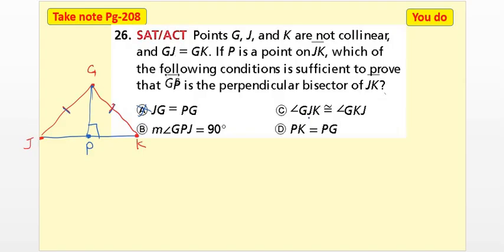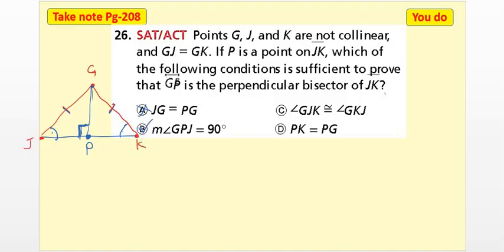Okay, then they are saying angle GJK is equal to angle GKJ. We don't have this information either, because they didn't mention it. Even if I have these two angles equal, I cannot say that this point P is lying on the perpendicular bisector. Next, they are saying angle GPJ, this one is 90 degrees. Yes, this one will help us to decide, because GP is making a right angle with the line JK.